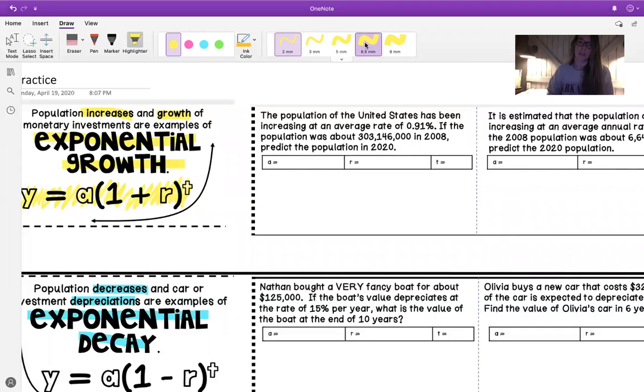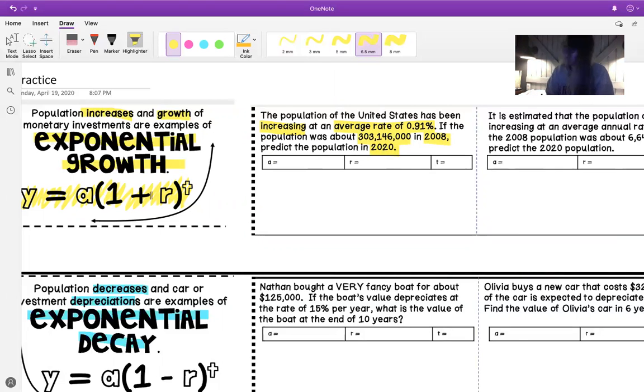Okay, so it says the population of the United States has been increasing. So there's one of our keywords to know that we're talking about exponential growth, at an average rate of 0.91%. If the population was about that in 2008, predict the population in 2020.